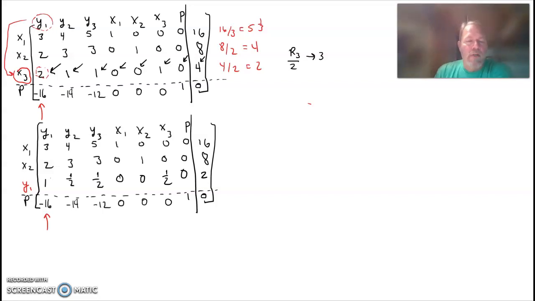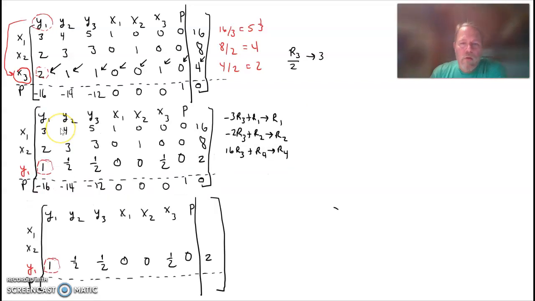Next, I'm going to use row 3 to change all the numbers. Again, this is still my pivot number. All the other numbers in that column need to be changed to zeros using row 3. So I have to change the 3 to a 0 with a -3. So -3 row 3 plus row 1 replaces row 1. Then I have to change the 2 to a 0 with row 3. So -2 row 3 plus row 2 replaces row 2. And I have to replace row 4, this -16, by using row 3. So 16 times row 3 plus row 4 replaces row 4. All right, so I want to write that down real quick. So it's going to be -3 times 1 plus this 3 is 0.